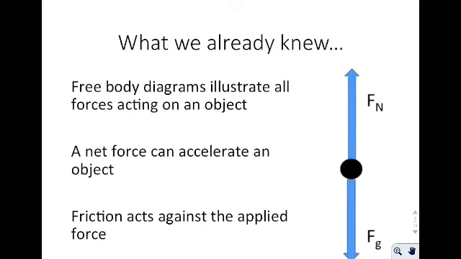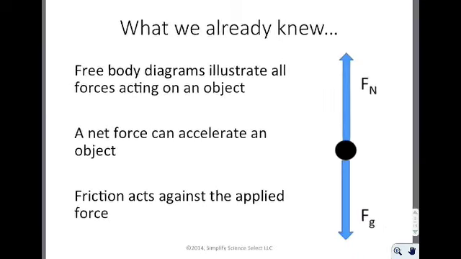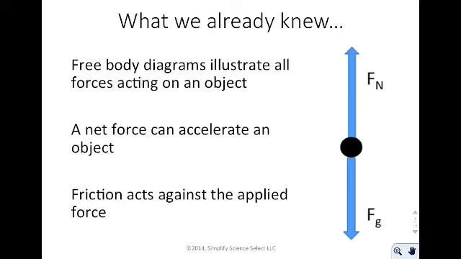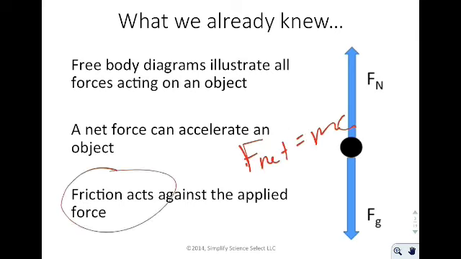So, first of all, what we already know. We already know that free body diagrams illustrate all the forces acting on an object. Okay, if it's not on a free body diagram, it's because it's not acting on an object or you forgot about it. It says a net force can accelerate an object. That's that F net equals ma. F net equals ma. And we also know that friction acts against the applied force, specifically against the direction of motion.